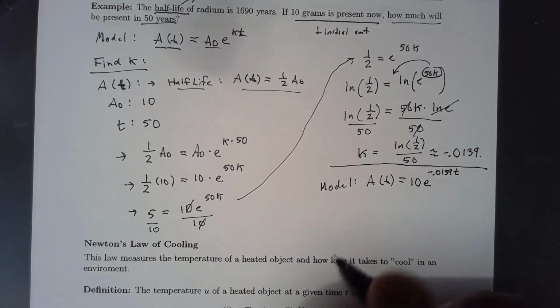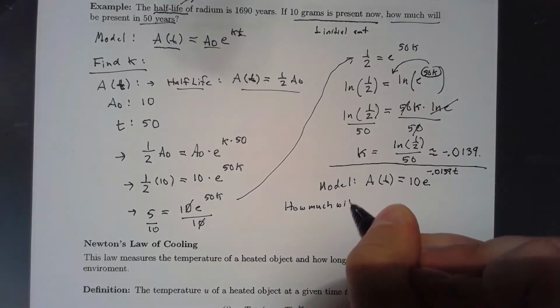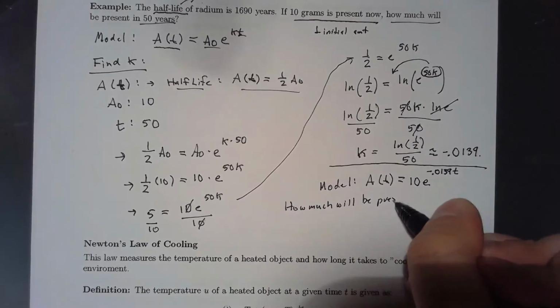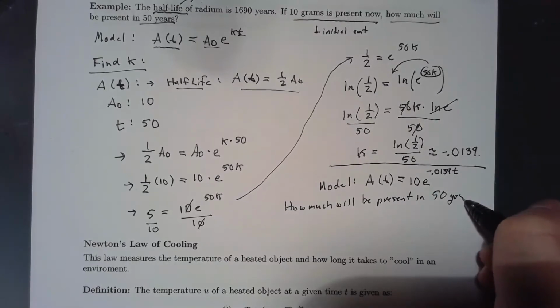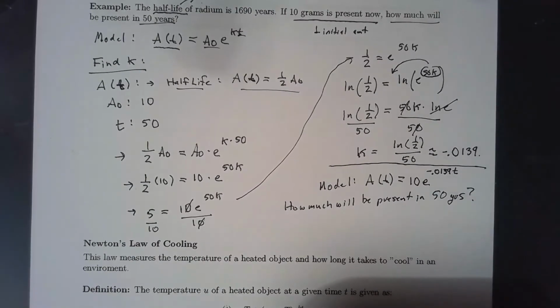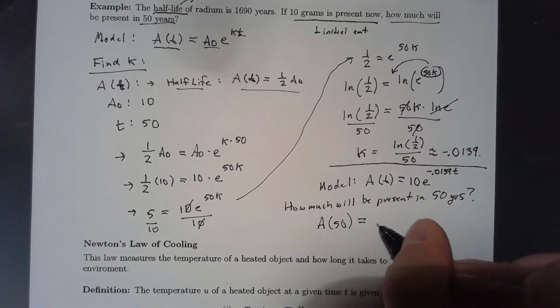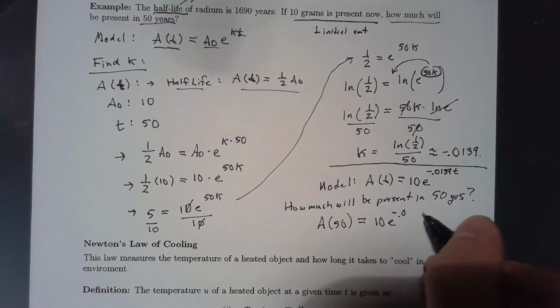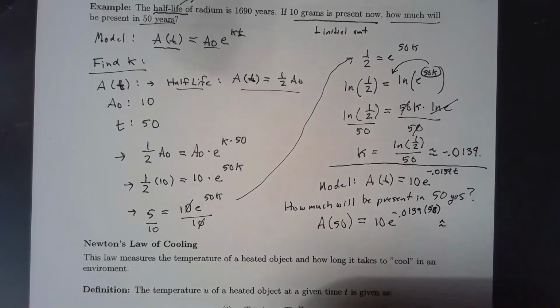So how much will be present in 50 years? So you're just going to put 50 into your function. So 10 times e to the negative 0.0139 times 50. That's a 50, by the way. Is what?